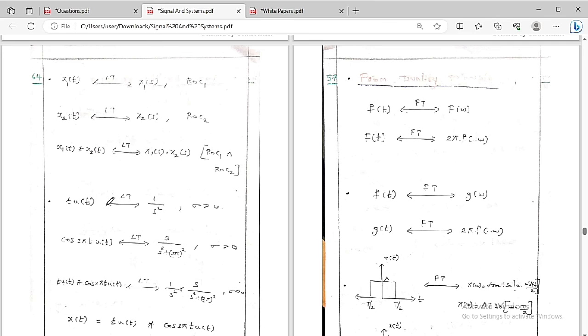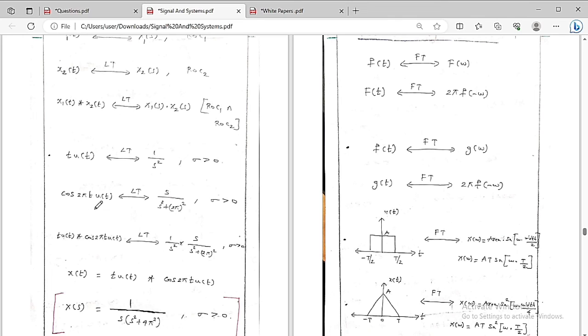For t into u of t, what is the Laplace transform? 1 by s square with an ROC sigma greater than 0. And for cos 2 pi t into u of t, the Laplace transform is s by s square plus a square. You know cos a t into u of t has Laplace transform s by s square plus a square, where a is equal to 2 pi. Therefore we get s by s square plus 2 pi whole square with an ROC sigma greater than 0.